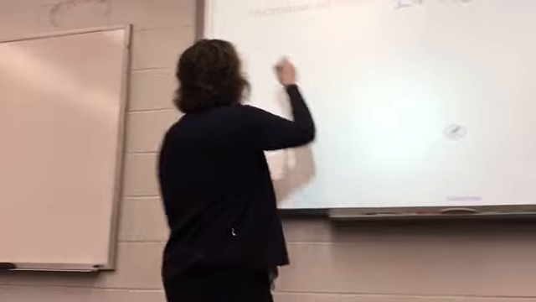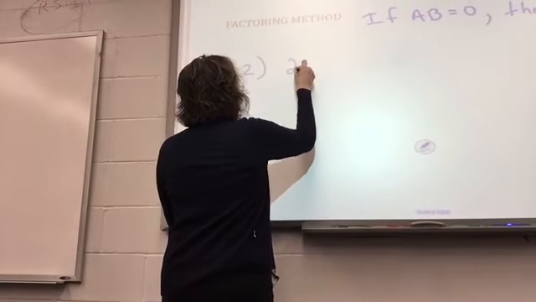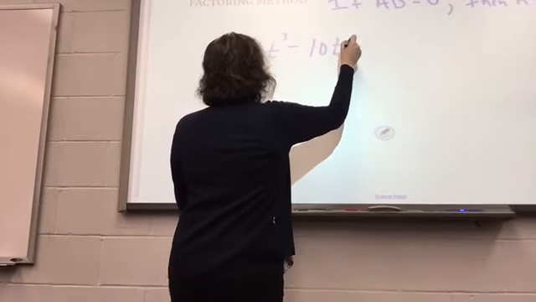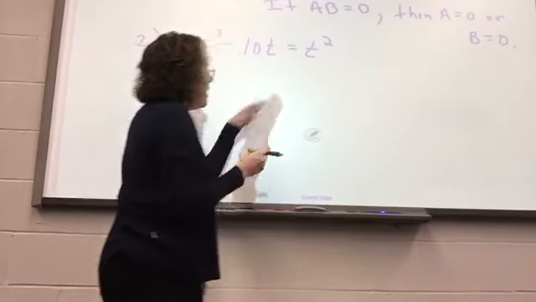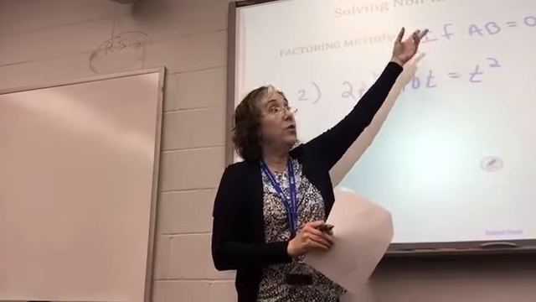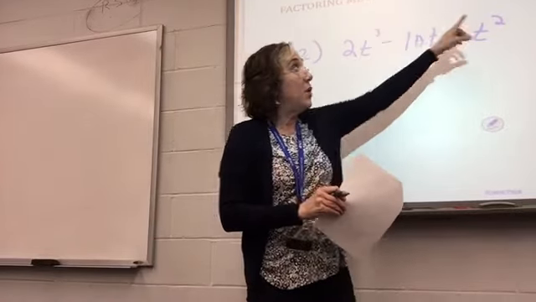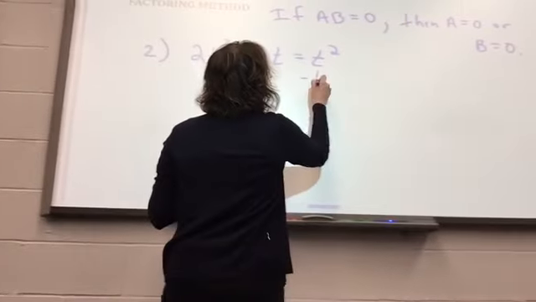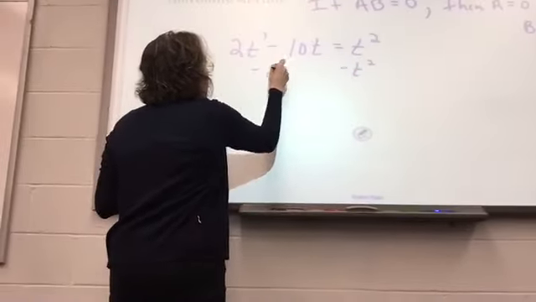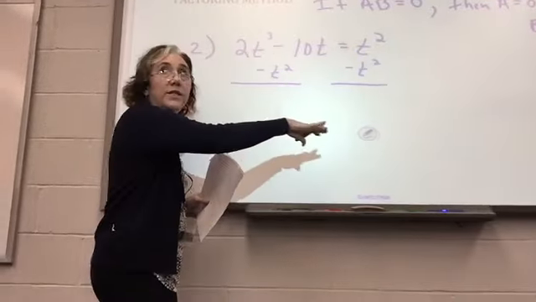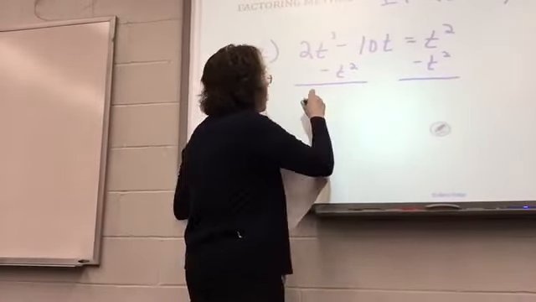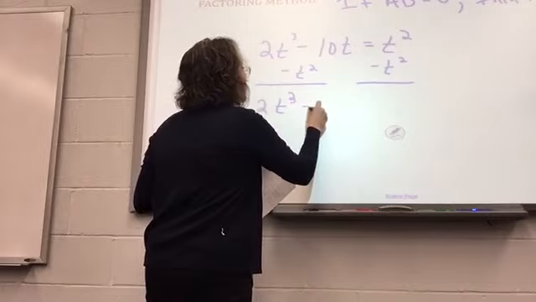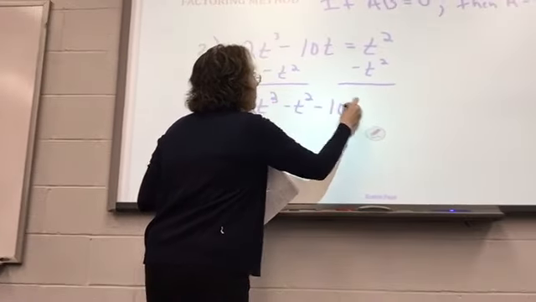So the problem we're working on now is to solve 2t to the third minus 10t equals t squared. So see, knowing that this is the true thing behind the method, I know I need 0. So the first thing I'm going to do is subtract the t squared from both sides. And there are no like terms, so I'm going to write this in descending order because it's usually easier to factor that way. So we're going to say 2t cubed minus t squared minus 10t equals 0.